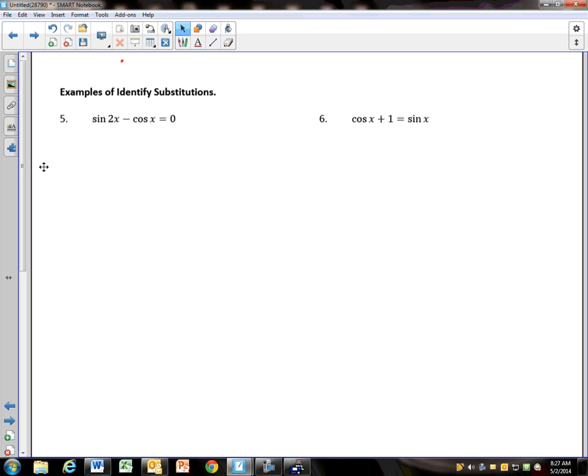But now you've got a +1 as well. You can't just divide. If you divide through by cosine, yeah, you get a tangent over here, but then you get a 1 over cosine. That doesn't help me at all.